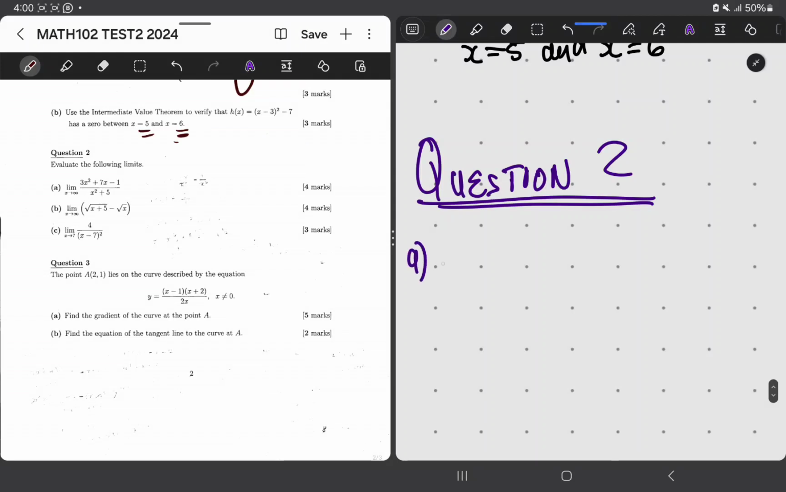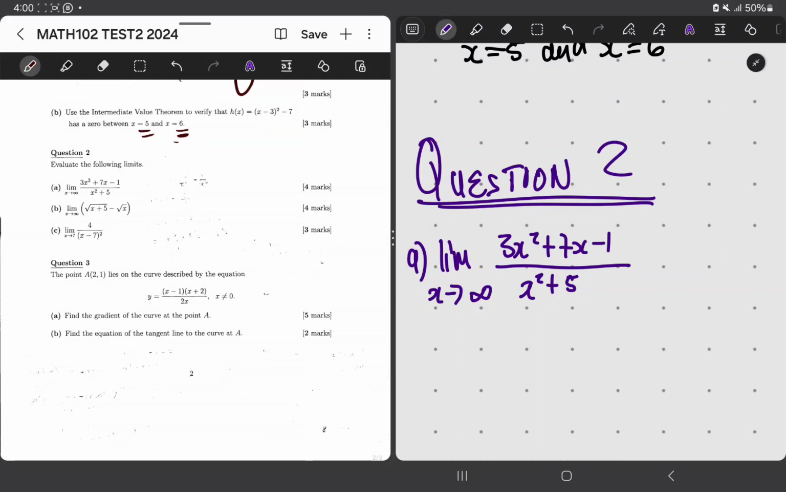What do we have? Part A says: the limit as x approaches infinity of (3x squared plus 7x minus 1) all over (x squared plus 5). Here we have this limit as x approaches infinity. Now, what is this limit called? X is approaching infinity, which means x is at infinity. So this is called limits at infinity, which is as x approaches infinity.